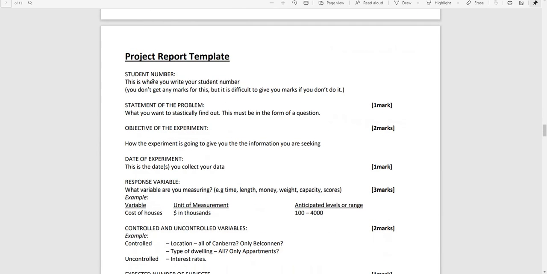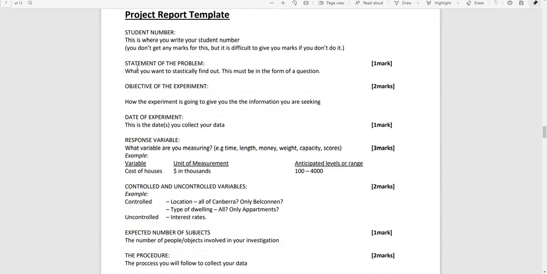So, project report template. So again, student number, statement of the problem, objective of the experiment, date of the experiment. Tell me what dates you collected the experiment on. It might be 1 day if it's a really simple thing like throwing a tennis ball. It might be over 30 days because you're doing a one a day thing. Keep in mind that if you do a 30-day thing, you're not going to leave yourself much time to analyze the data unless you use previous months, like for phone data. If you use phone data, you could maybe use previous months if it breaks it down like that.